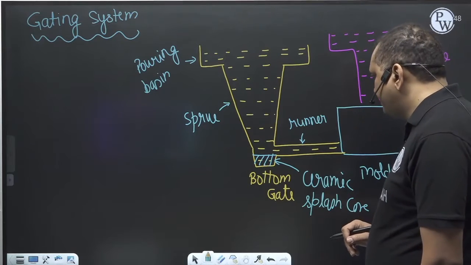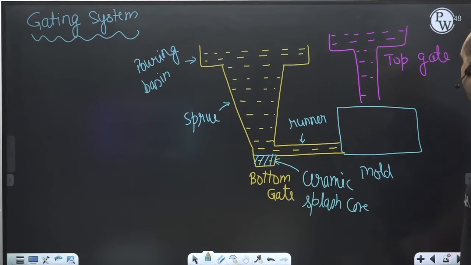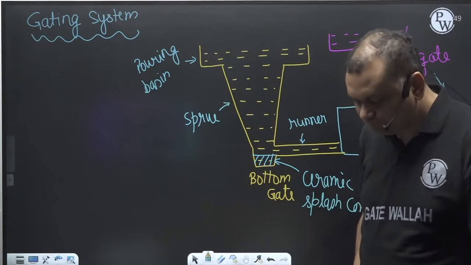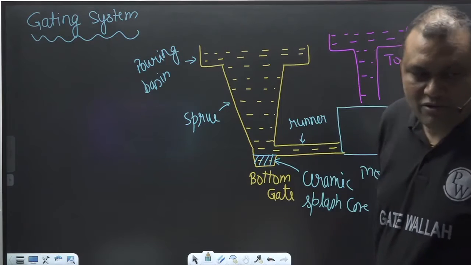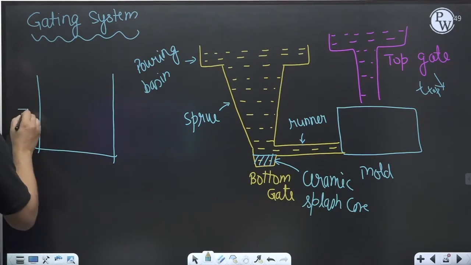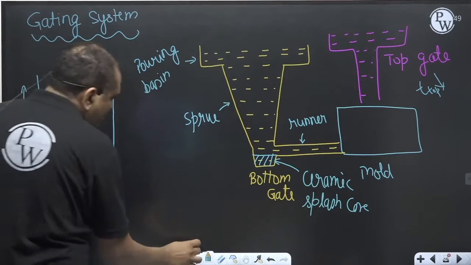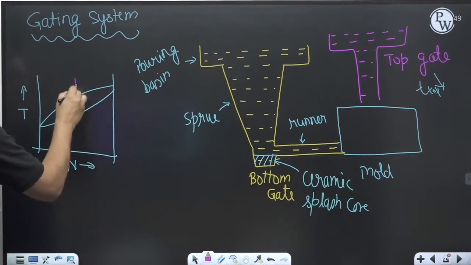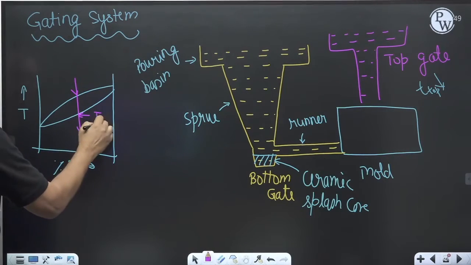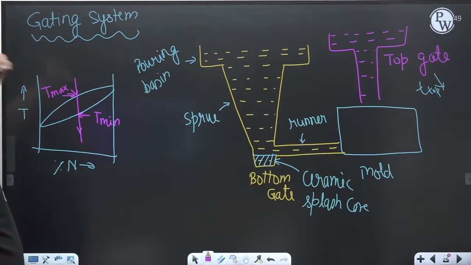In the top gating system, there is one advantage and one disadvantage. In the top gating system, feeding time will be less. For a good gating system, feeding time should be less. You know why? If you see the phase diagram of most materials, let us say copper nickel, there is a mushy zone. So when the liquid material is cooled, the material is getting solidified in this range.